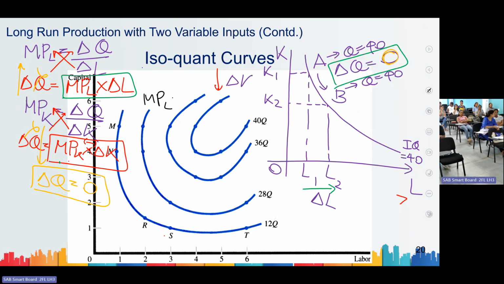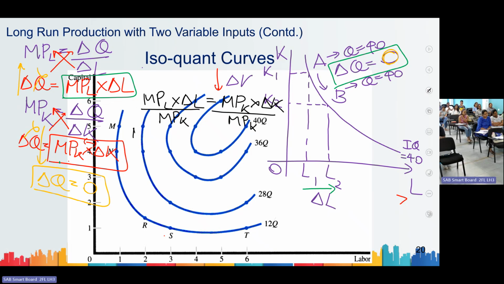MPL multiplied by delta L equals MPK into delta K. Let's take similar terms to the same side. So let's take MPL values to the same side. So I bring MPK to the left side. For that, I have to divide both sides by MPK.